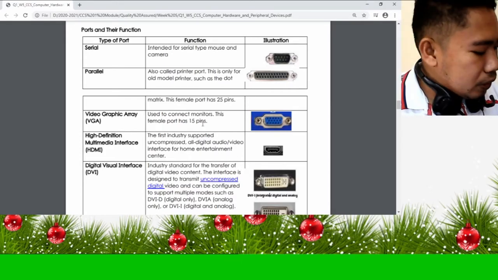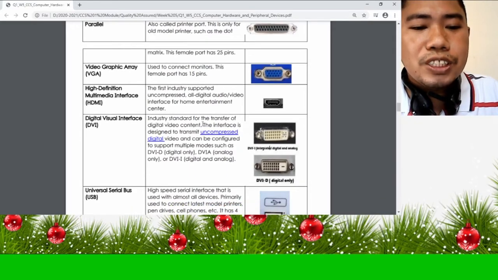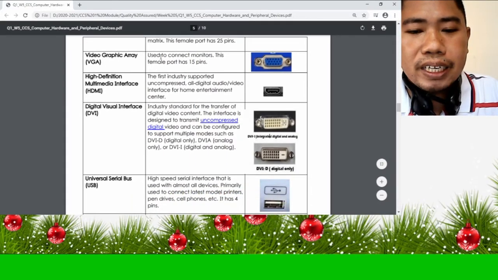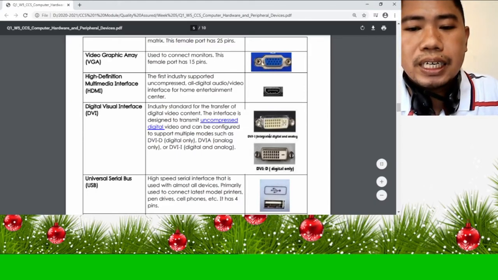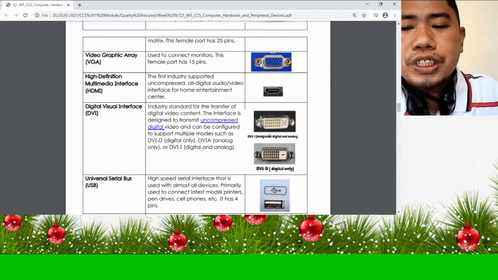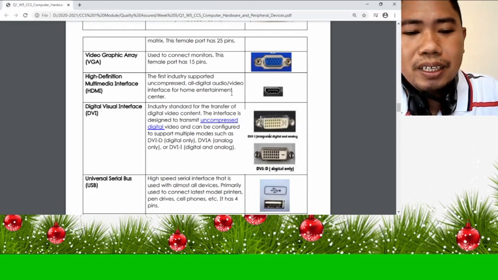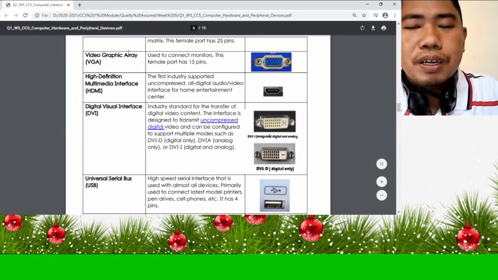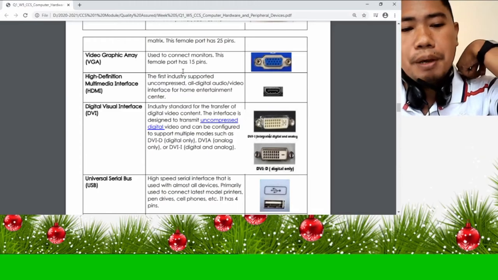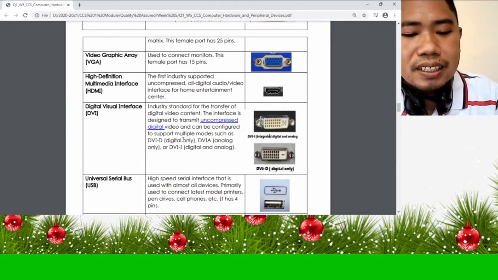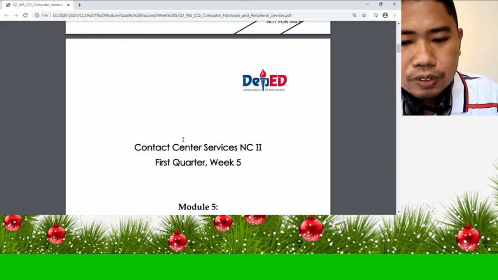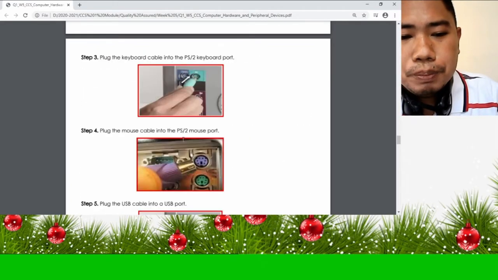Another one is your VGA. What is the meaning of VGA? Video Graphics Array. It is used to connect monitors. This female port has 15 pins. You see this especially in monitors at internet cafes and gaming computers. Then you have your HDMI, also called the High Definition Multimedia Interface. So be familiar, guys, with the acronyms VGA, HDMI, DVI, and then USB. What is the meaning of USB? Who knows USB?